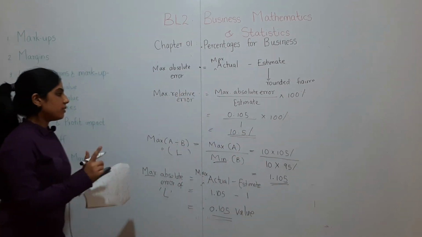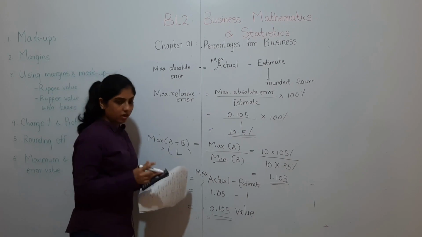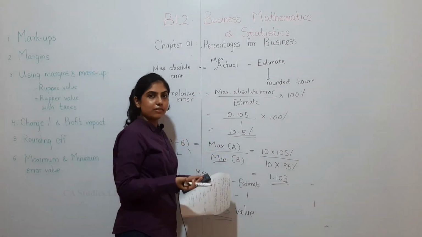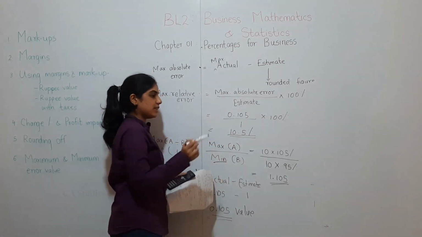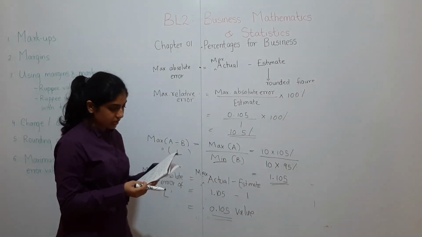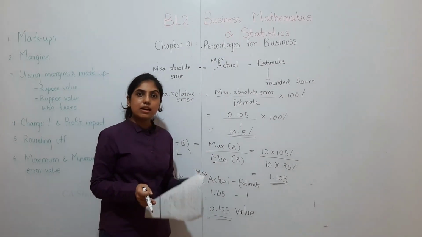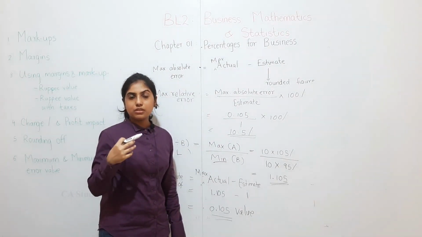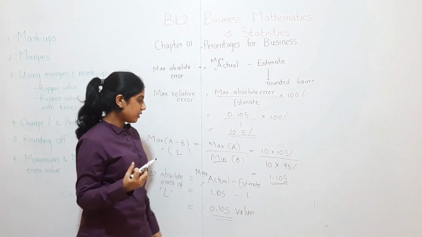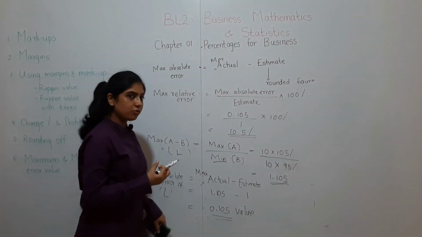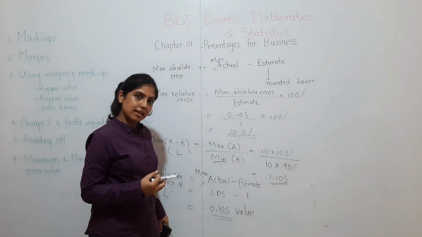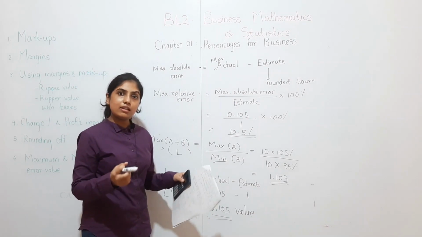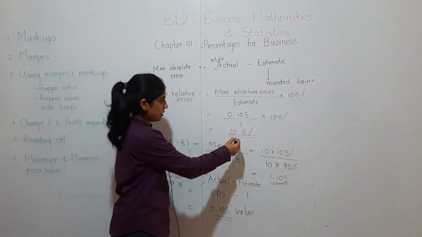Then, if in the answer they have given 10.5 straight away, you got to select it because they have asked only for the error. They didn't ask for the expected value of L. They didn't ask like that. They asked just what is the error percentage. Error percentage, you stop from here.